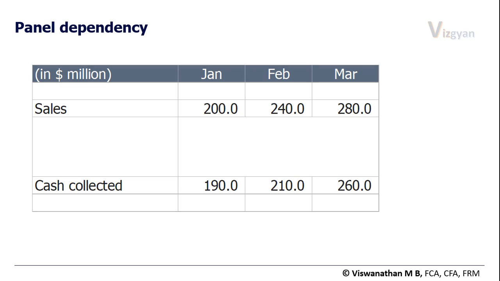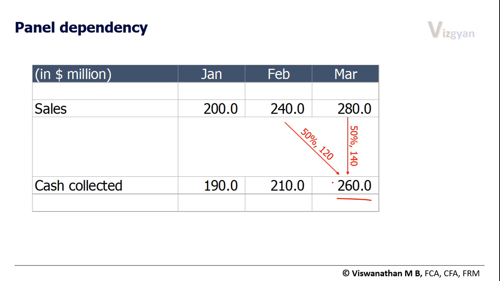Just look at this data. So I have sales data for January, February and March, and I have cash collected data for the 3 months. If I mainly look at the cash collected in March, I've collected 260. Where did this 260 come from? One possibility is I got 50% of March sales and another 50% of February sales. So 50% of March is 140 and 50% of February sales is 120. Put together, that gives me 260.